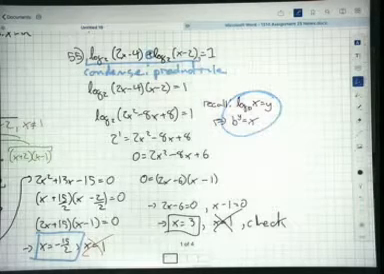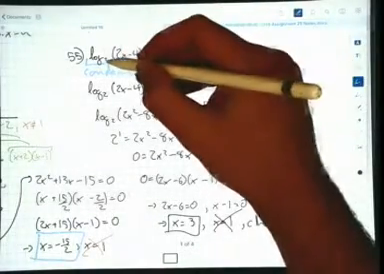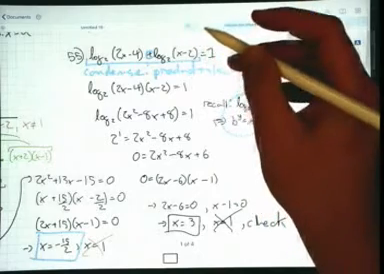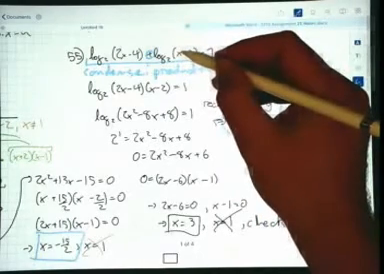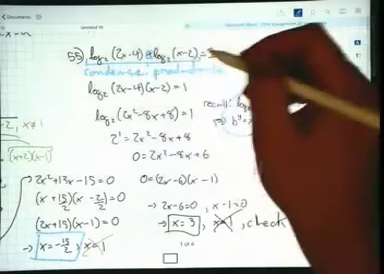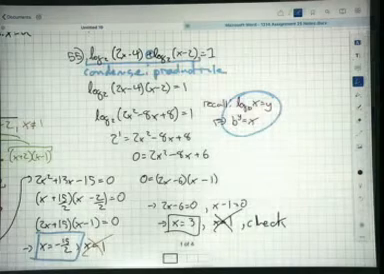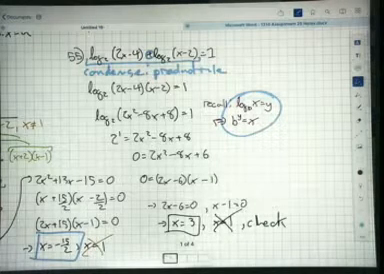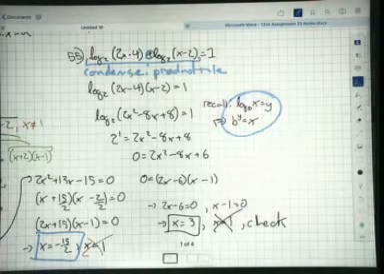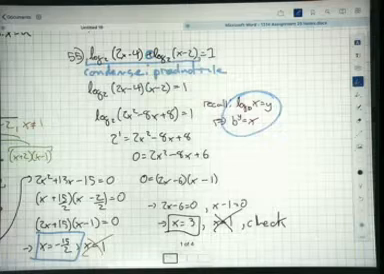If you check real quick, 3 times 2 is 6, minus 4 is 2. Log base 2 of 2 is 1. And then 3 minus 2 is 1. Log base 2 of 1 is 0. 1 plus 0 is 1. And there we go. Does that make sense? Okay. What else can we look at?